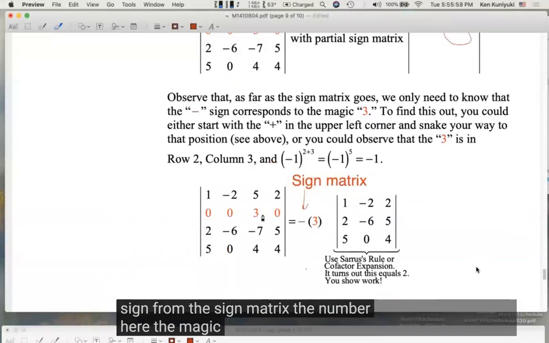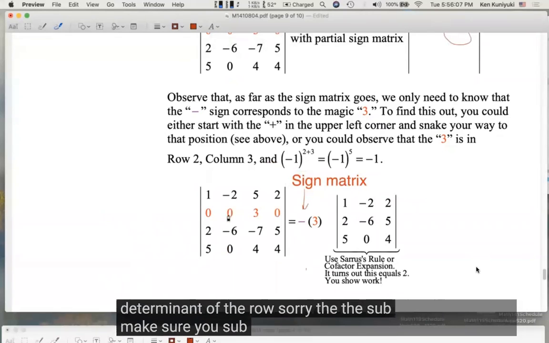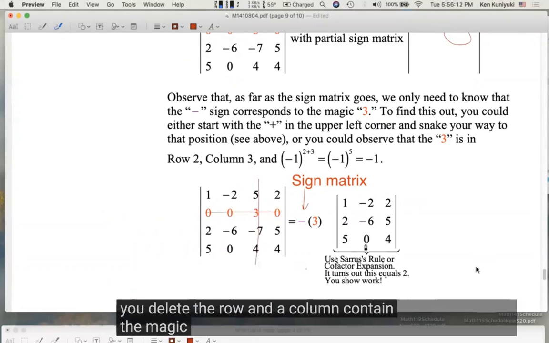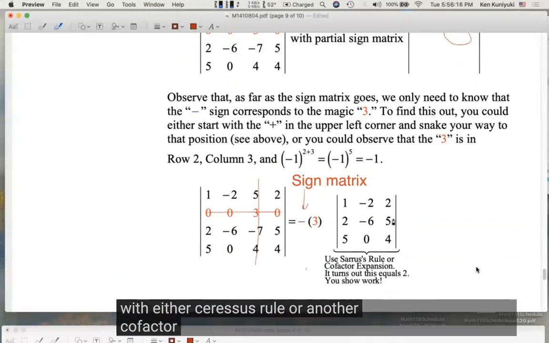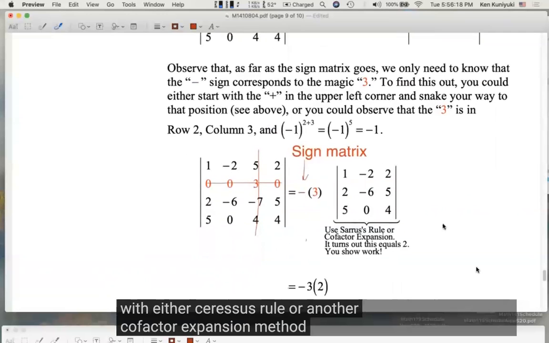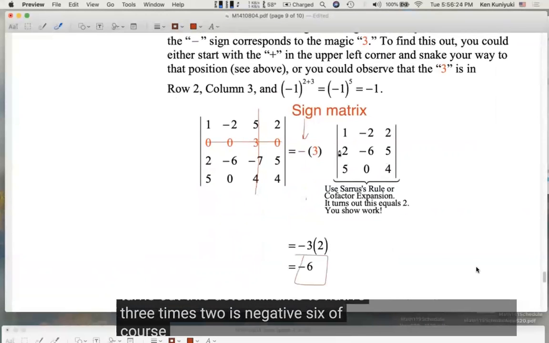The number here, the magic entry, the only one that's really relevant, the 3, and the determinant of the submatrix you get when you delete the row and the column containing the magic entry. And you can attack this with either Sarrus's rule or another cofactor expansion method. Turns out this determinant's 2. Negative 3 times 2 is negative 6. Of course, work this out.